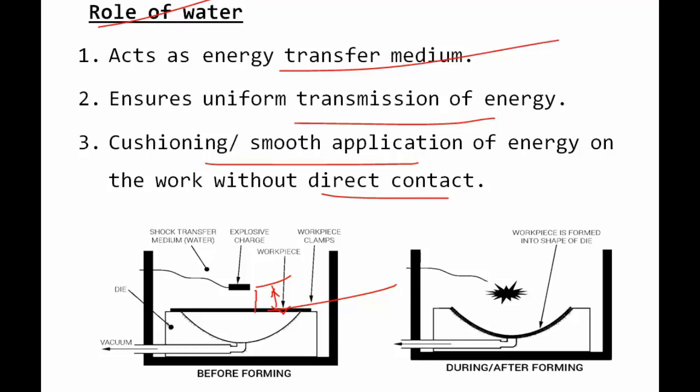Sometimes if it is too close to the sheet, it will affect the quality. If it is too far, it will not create good velocity and force at that particular location. Once the process is done, we finally get the required shape as per the shape available in the die, after forming.